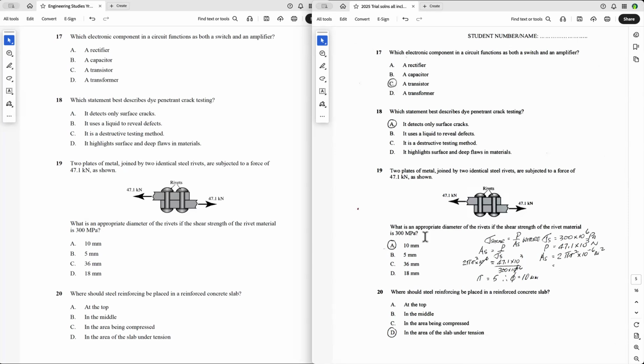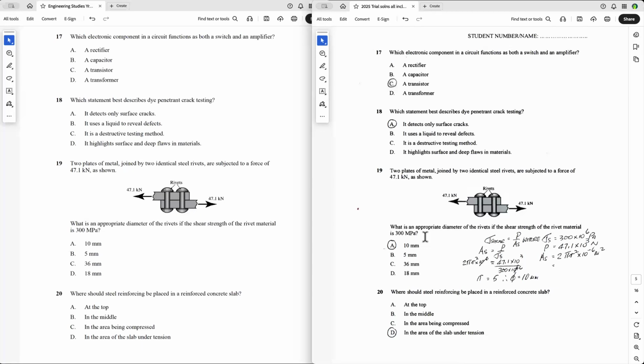Which statement best describes dye penetrant crack testing? Dye penetrant, you should make sure that you remember that it's only used on surface cracks. It can't detect deep surface cracks. And so A is the correct answer there.